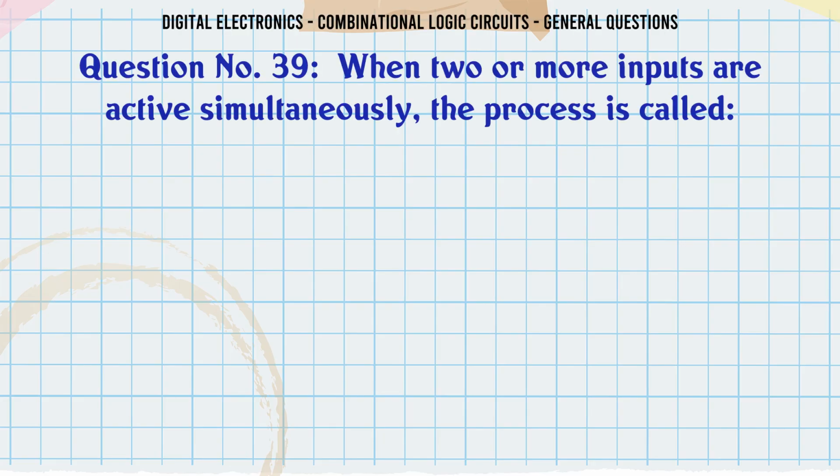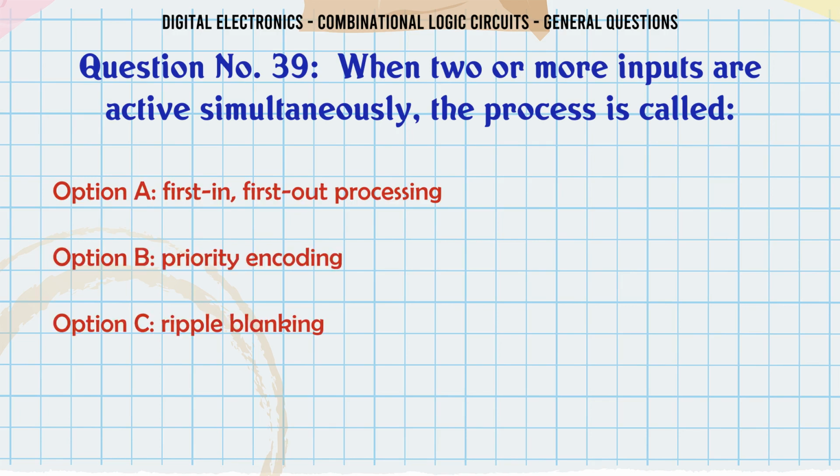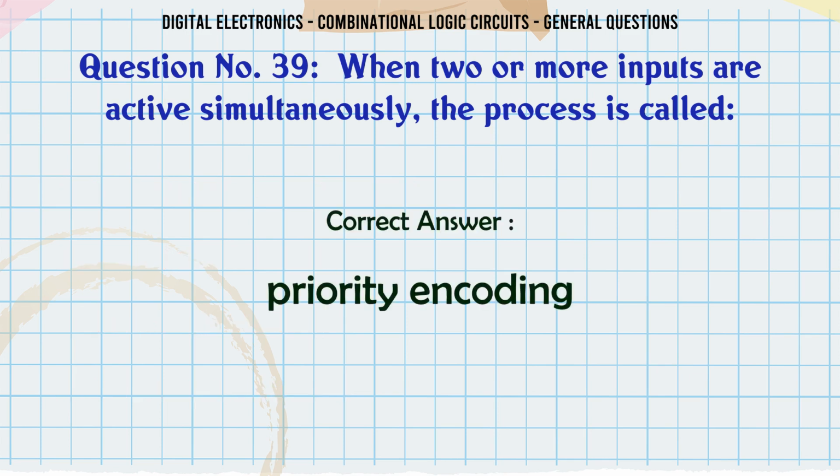When two or more inputs are active simultaneously, the process is called: A. First in first out processing, B. Priority encoding, C. Ripple blanking, D. Priority decoding. The correct answer is priority encoding.